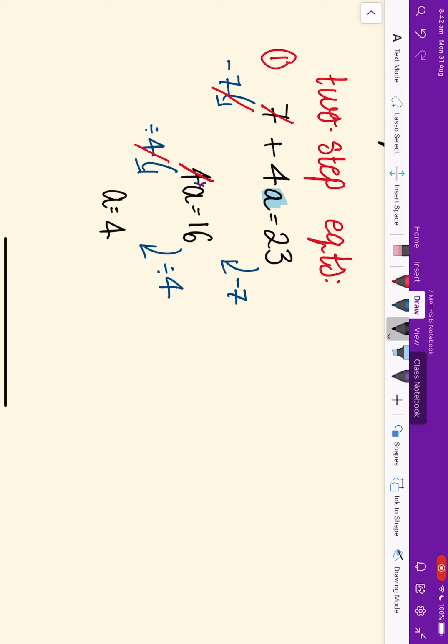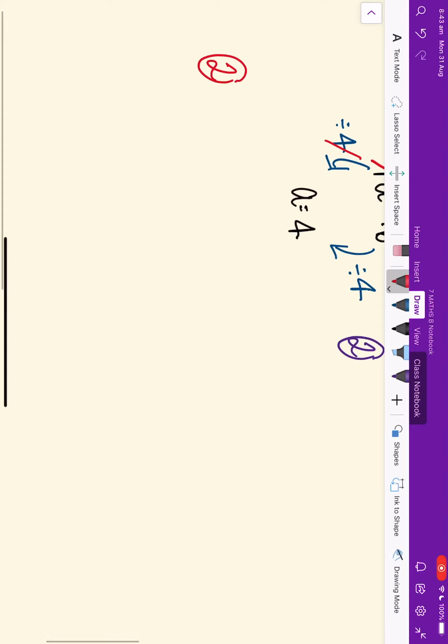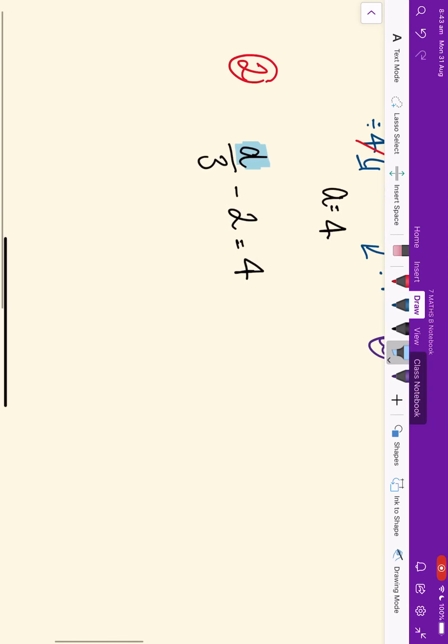Okay, and can you see why it's a two-step equation? We've got one step, two step. Okay. Let's do 2 more examples. So d over 3 take 2 equals 4. Okay, the first step I need to do, I'm going to need to highlight my pronumeral because that reminds me my goal is to get that by itself.